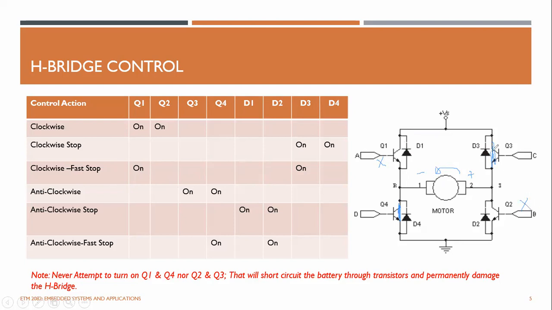Right. Now the current can flow from VS through this Q3 diode and through the motor and through the Q4 and return back to the ground.